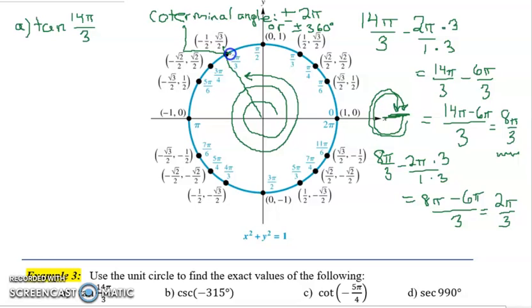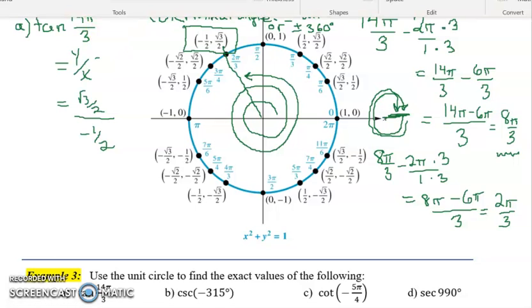So the point along the terminal side of this 14 pi over 3 angle that lies on the unit circle is this one, negative 1/2, square root of 3 over 2. Now we've got to use those coordinates to find the value of tangent. So tangent is y over x, if you look at that unit circle definition of the tangent function. So that's the y coordinate, which is positive square root of 3 over 2, over the x coordinate, which is negative 1/2.